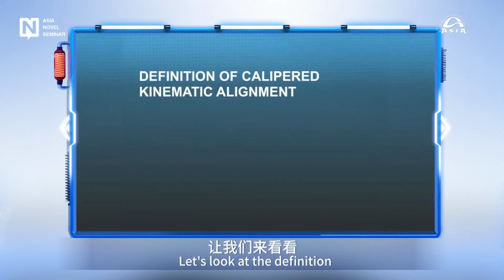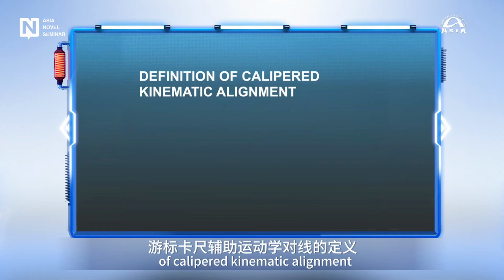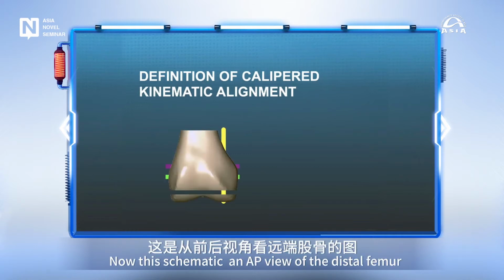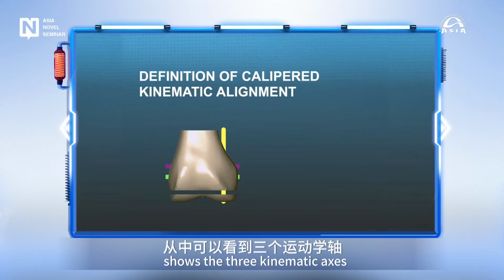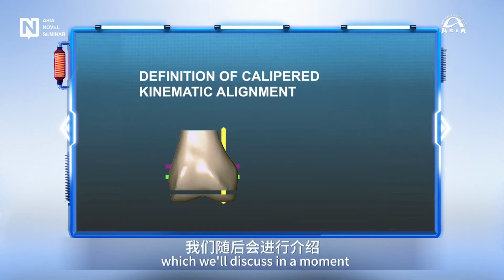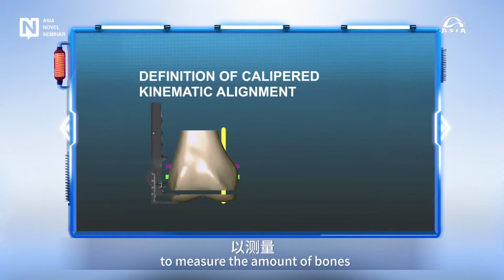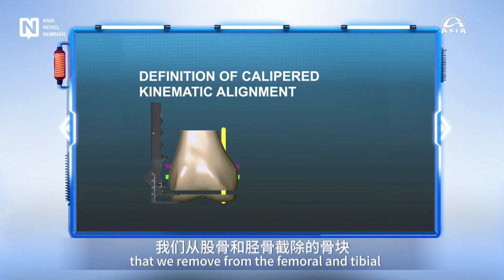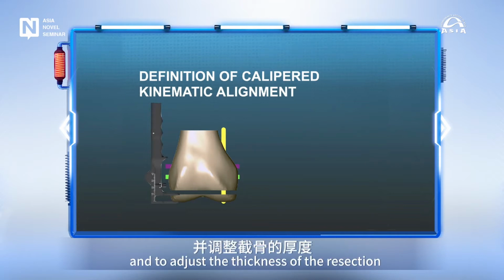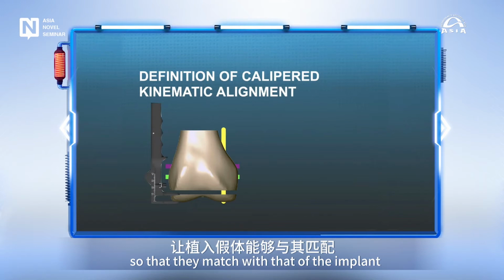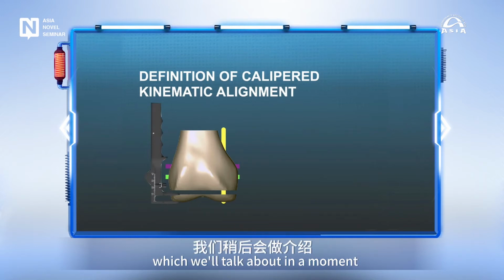Let's look at the definition of calipered kinematic alignment. This schematic of an AP view of the distal femur shows the 3 kinematic axes, which we'll discuss in a moment, but it emphasizes the use of the caliper to measure the amount of bone that we remove from the femur and tibia and to adjust the thickness of the resections so that they match that of the implant, which we'll talk about in a moment.